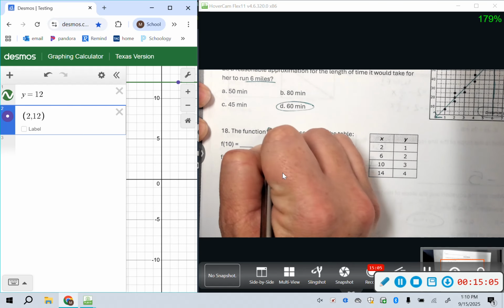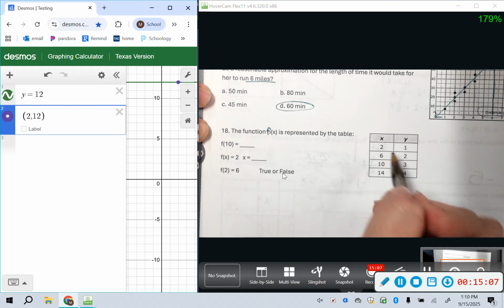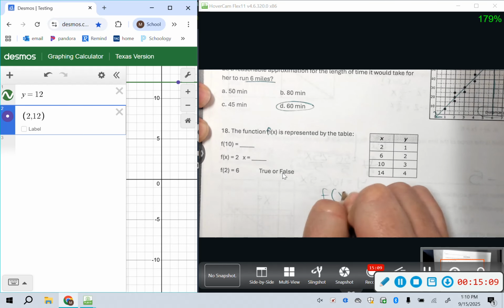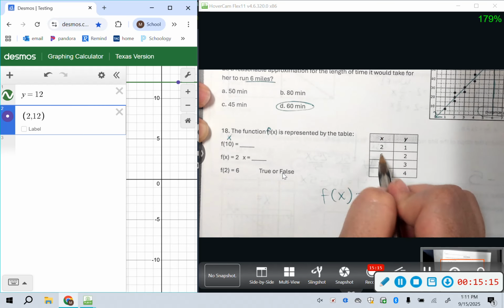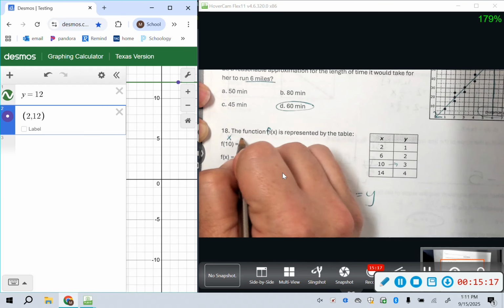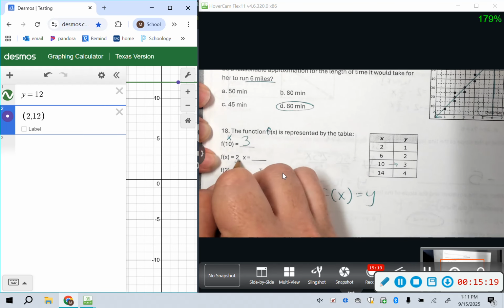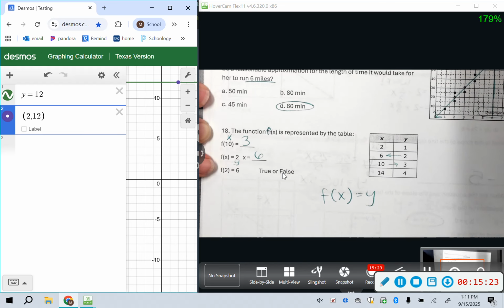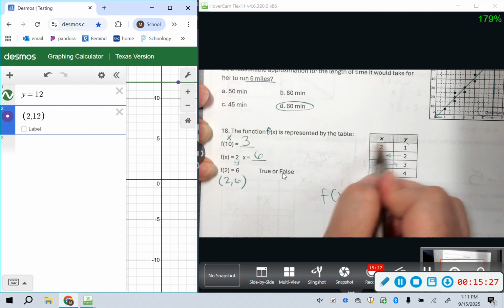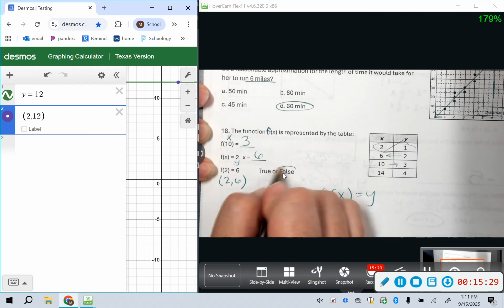Okay, last but not least, 18 says, I know these are the wrong letters. This should say F. Sorry, y'all. Is represented by the table. Well, remember, F of X equals Y. So inside parentheses is X, outside is Y. So this is saying X equals 10, Y is 3. This is saying Y is 2. What's your X, which is 6. And then this is telling me the point 2 comma 6. Well, that's not that point. So this is false.